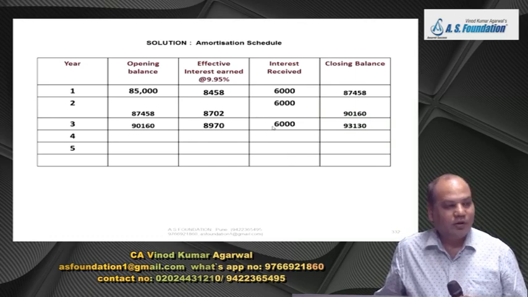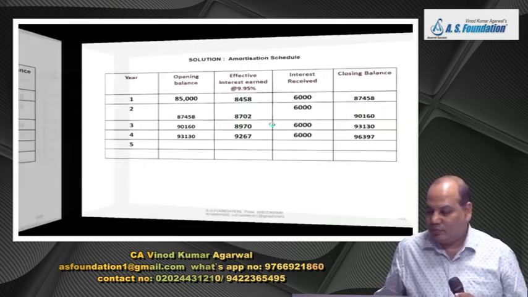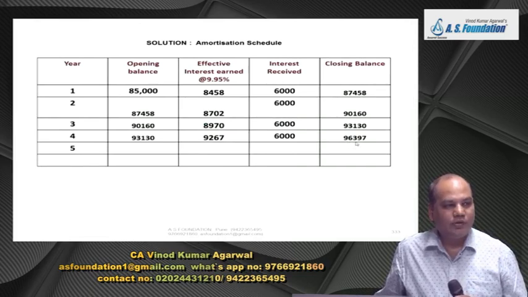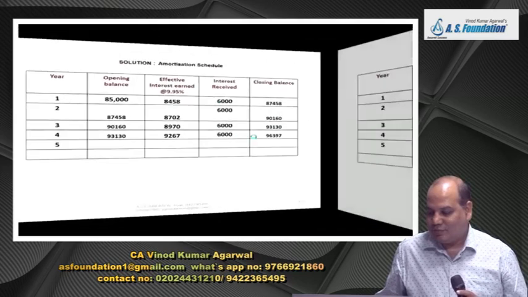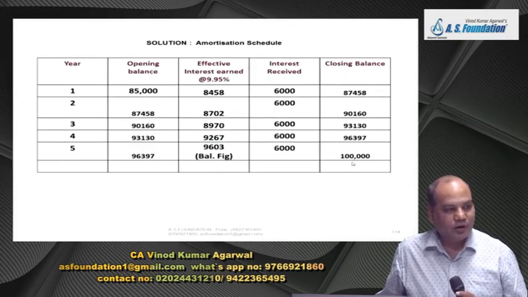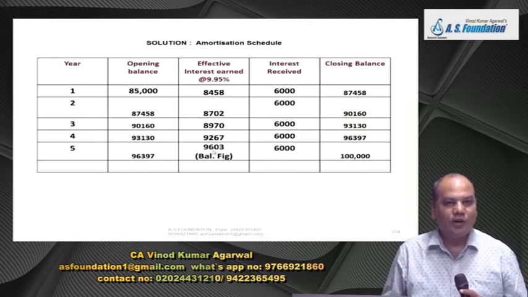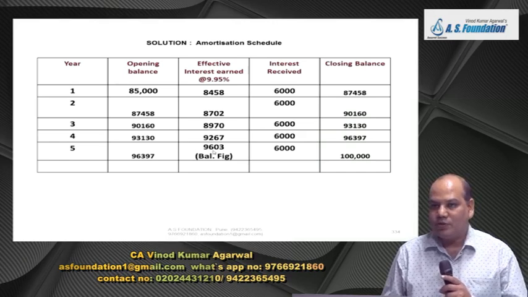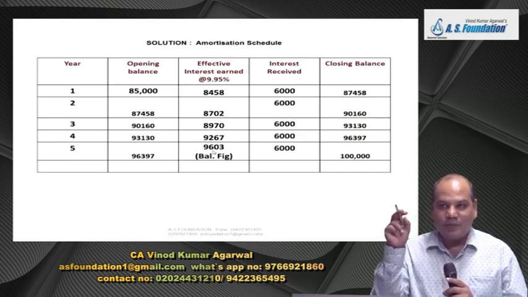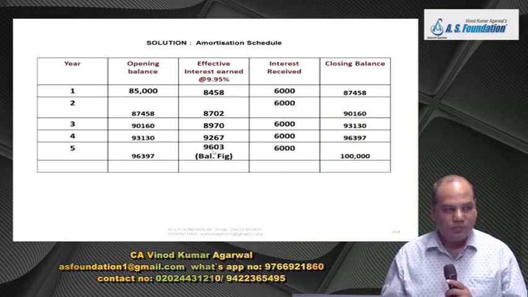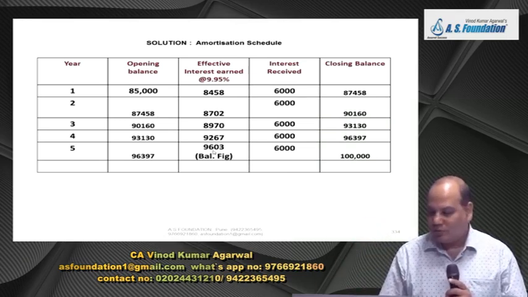Fourth year, anybody closing balance? Fourth year. Is it 96397 or 96398? Anybody last year? 1 lakh. We have to reach 1 lakh. So this will become the balancing figure. In such questions, assume face value per bond is rupees 100. So after 5 years, the balance in that bond account as per this amortization schedule will be 1 lakh. Okay.